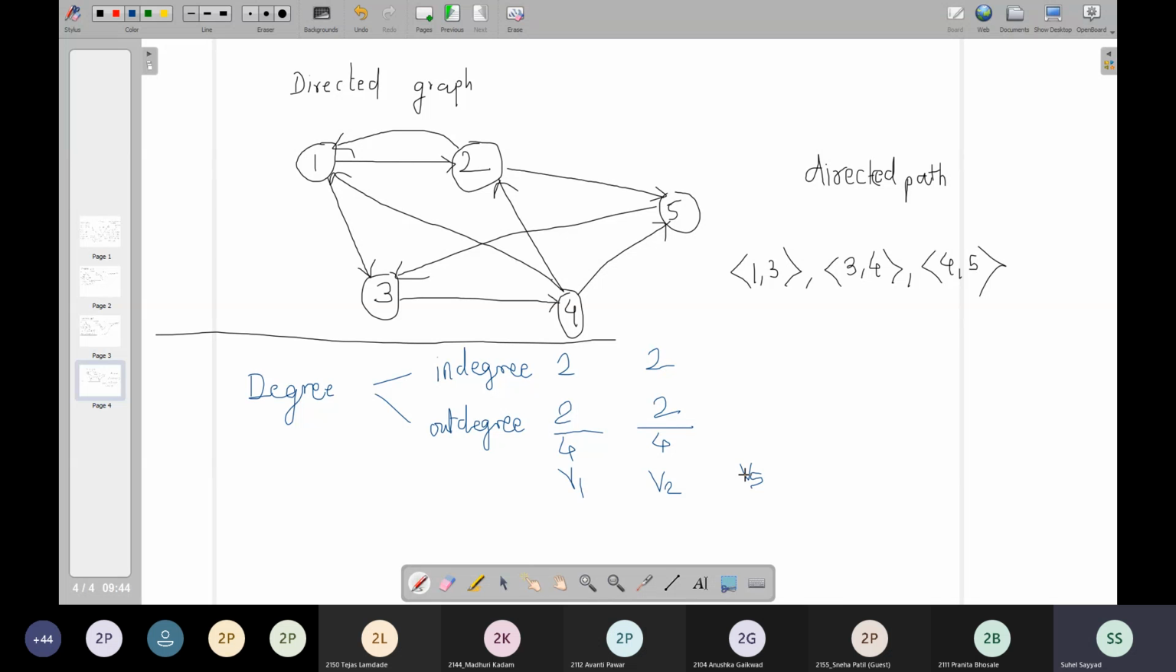Do we have roll number 55? Roll number 55? Yes, sir. What is in degree of vertex V5?